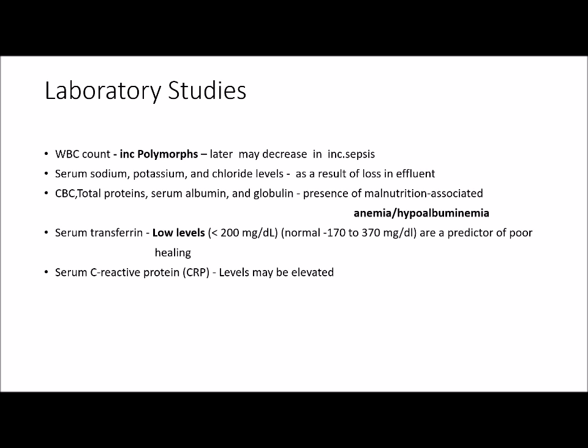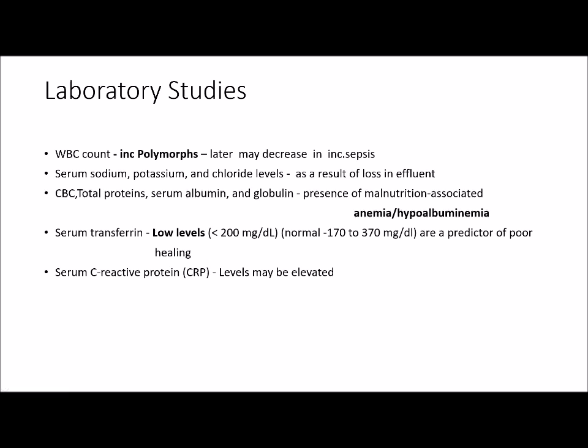Number one, very simple, get the WBC count done. Why? In the early stages of infection, we all know polymorphs increase. But what you have to remember is that in the late stages of increasing sepsis, the polymorphs will be below normal, right? They decrease below normal. The sodium, potassium, chloride levels are, as expected, decreased because they're lost in the effluent. What about the biochemical markers in the form of albumin, globulin, total proteins, and CBC? Why CBC? Because it tells you about the anemia. Why albumin globulin? It tells you about hypoalbuminemia. So these two are important markers as far as the general nutritional status of the patient is concerned.